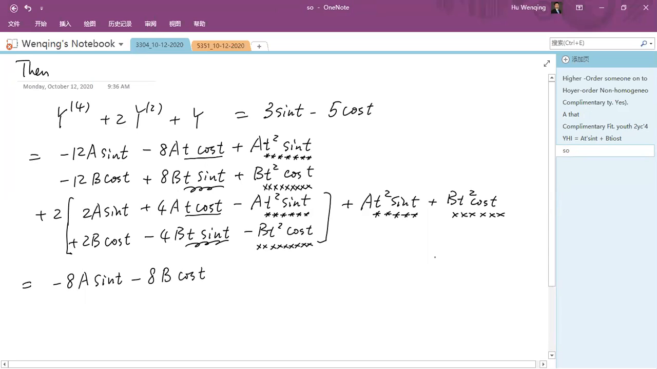The rest of the terms are 0. If you know that your calculation never made any mistakes, you already have this, so you won't have any problems with this. Any problem with this? So on the other hand, we see that minus 8 times a is equal to 3, and 8 times b is equal to 5. That gives a is equal to minus 3 over 8, and b is equal to 5 over 8. And that's going to be good.